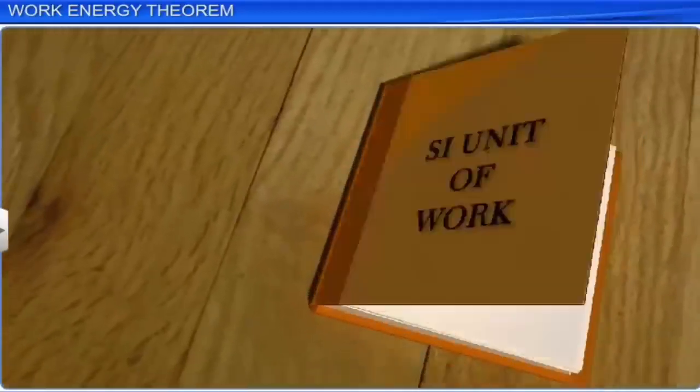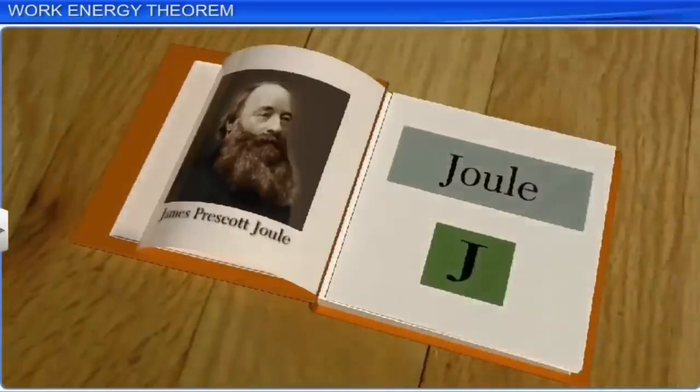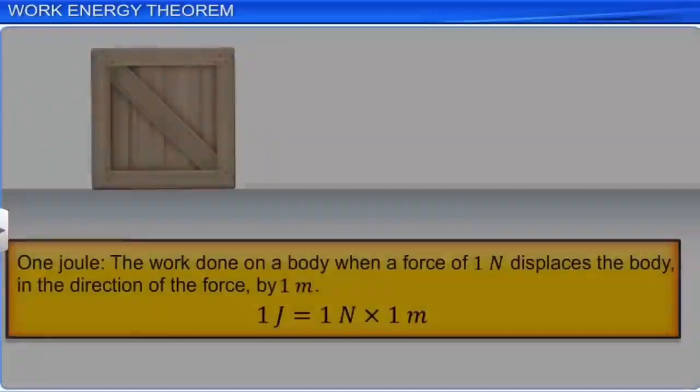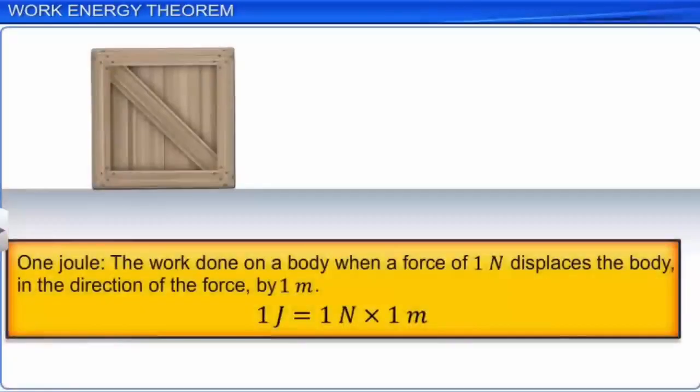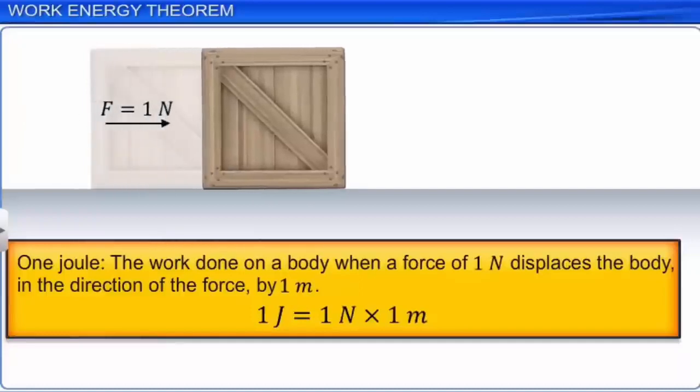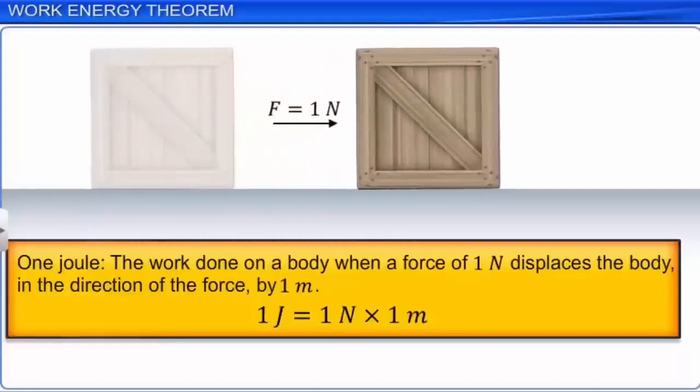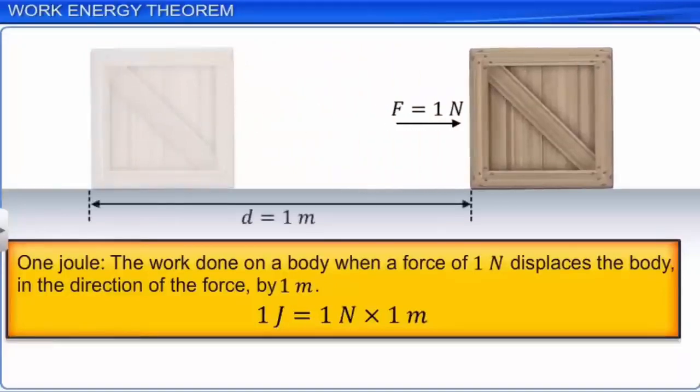The SI unit of work is Joule, which is denoted by the letter J. Named after the famous British scientist James Prescott Joule. Thus, 1 joule is defined as the work done on a body when a force of 1 Newton displaces the body in the direction of the force by 1 meter.